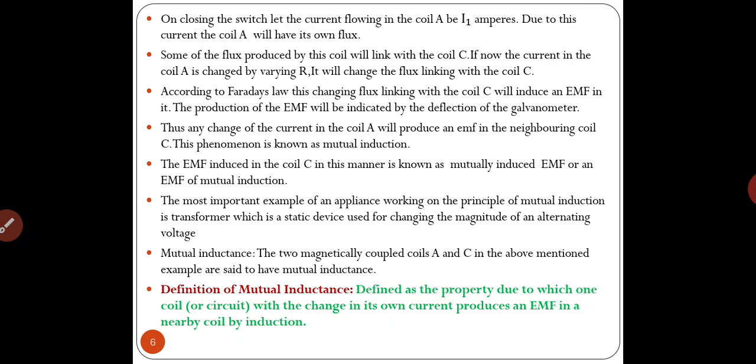Definition of mutual inductance. Now we have to define what is mutual induction or mutual inductance. It is defined as the property due to which one coil or circuit, with the change in its own current, produces an EMF in a nearby coil by induction. So the definition is very clear. Due to the induction effect, due to the linking of the magnetic flux from one coil to another coil, by changing the flux we can induce an EMF in the nearby coil, and that is by induction. That is called mutual inductance.